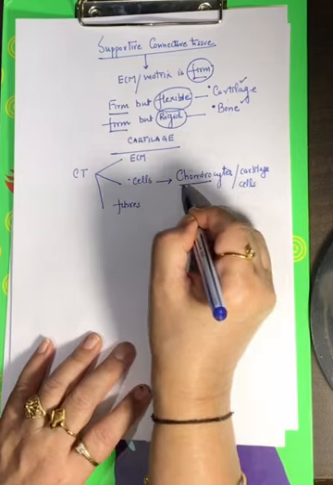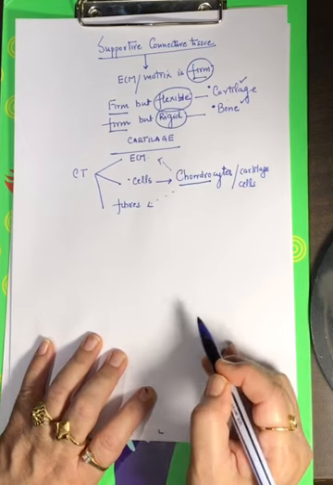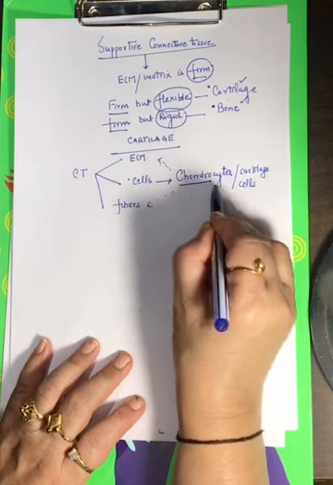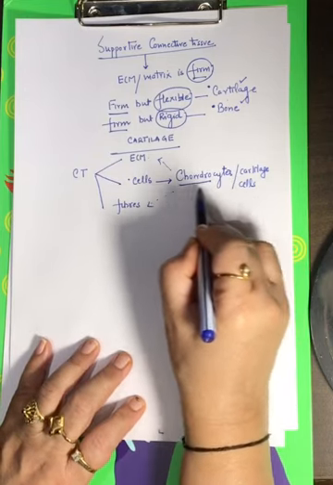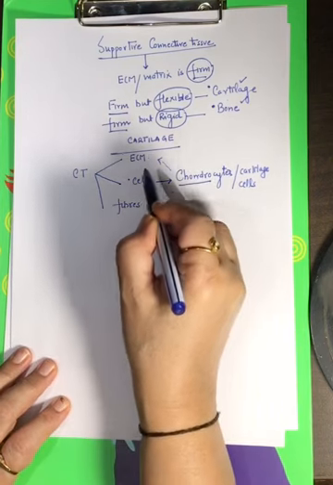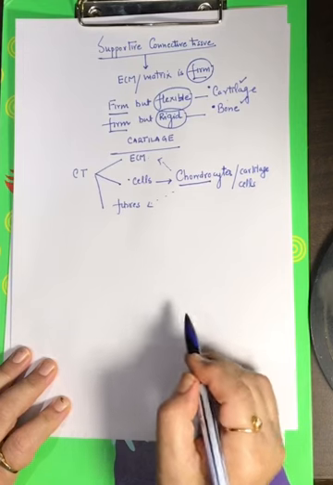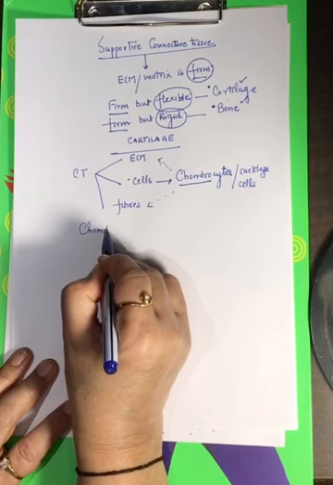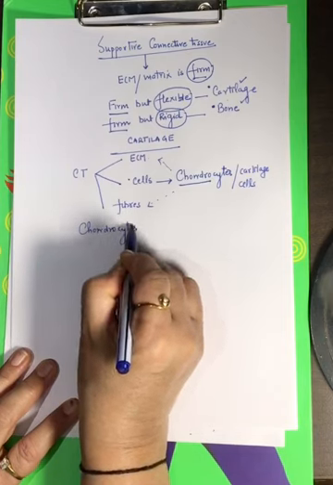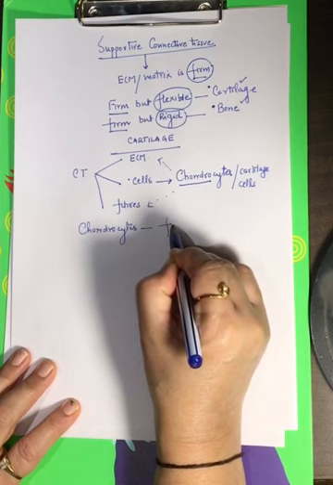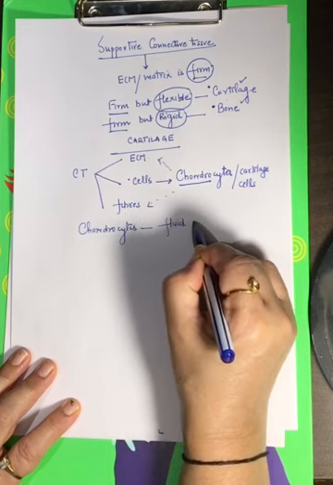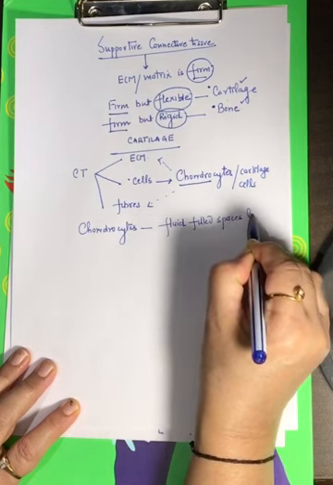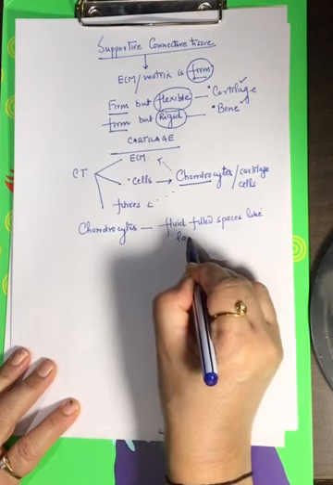The function which is otherwise performed by fibroblasts of a connective tissue, to secrete the ECM and the fiber, is performed by the chondrocytes. So these are the cells in the cartilage, and they secrete the matrix of cartilage and the fibers of the cartilage. The chondrocyte cells are present in fluid-filled spaces called lacunae.